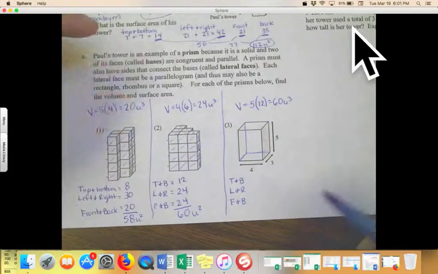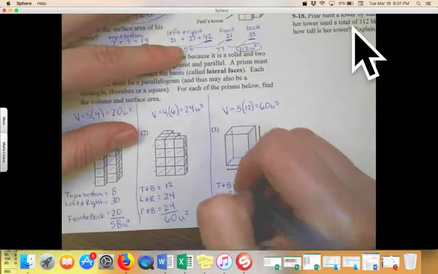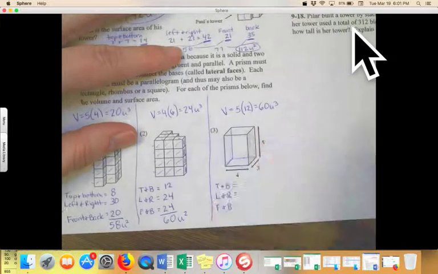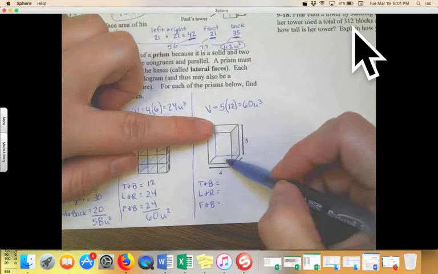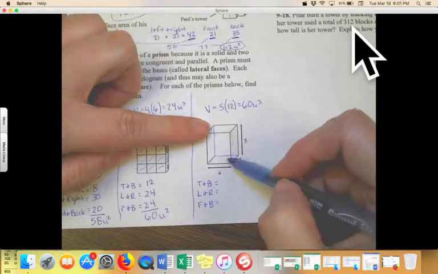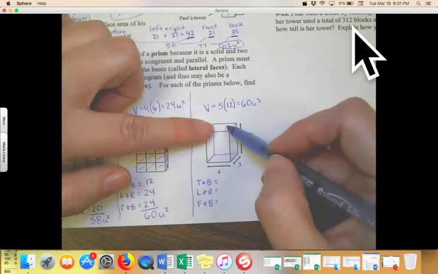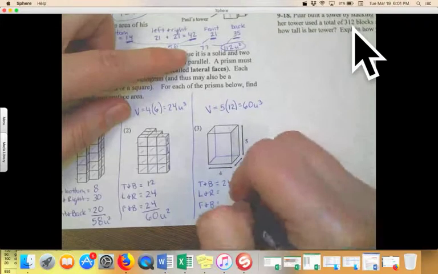So that's how I got my 60. Okay, so for our top, bottom, left, right, and front and back here, I can see that my top and bottom are 4 by 3 rectangles. So 4 times 3 is 12. 12 on top, 12 on bottom gives us 24.